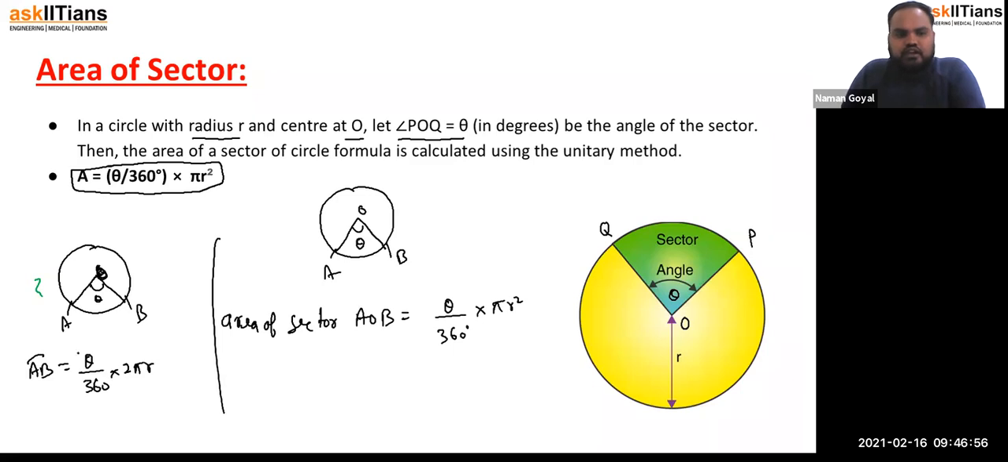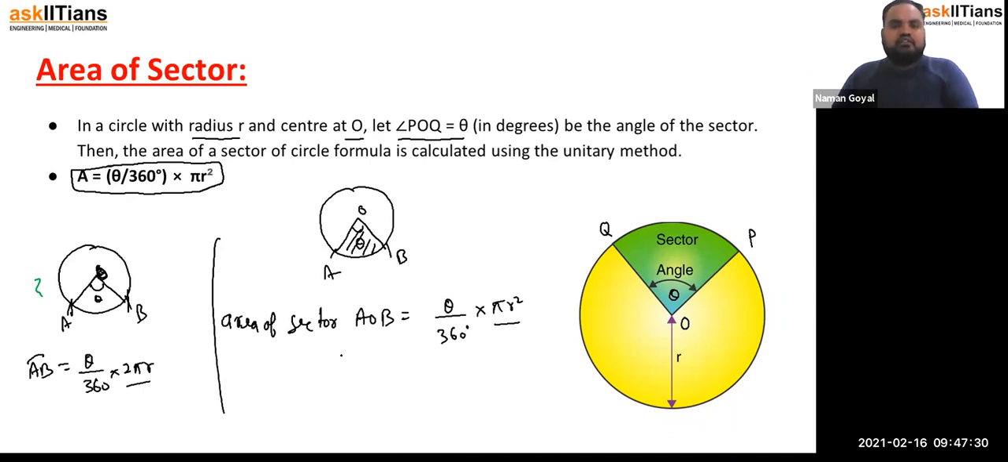Now theta upon 360 is what? It is how much angle that sector or that arc covers with respect to the complete angle. The complete angle is what? 360 degree. So what angle it covers with respect to the complete angle is theta upon 360, right? It is the comparison ratio. That ratio is multiplied by 2 pi r because that length is with respect to the circumference, and that area is with respect to the area of the circle.